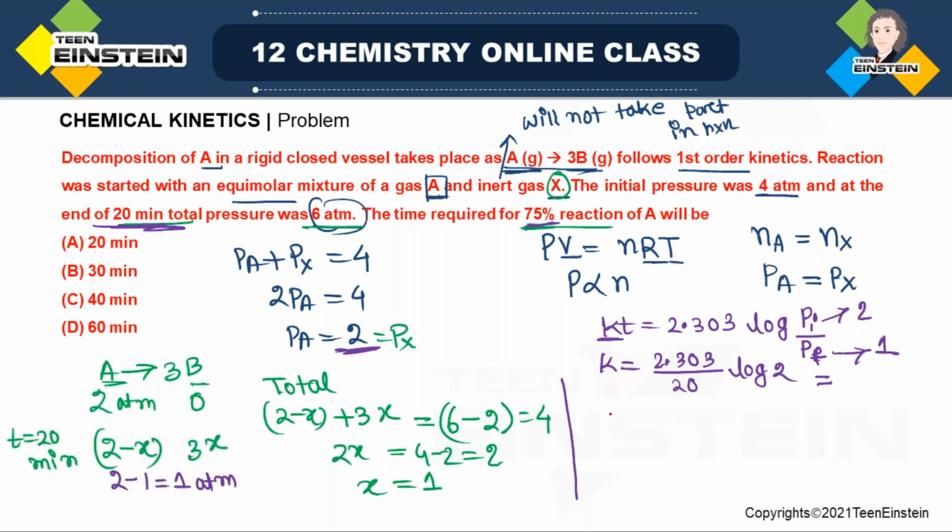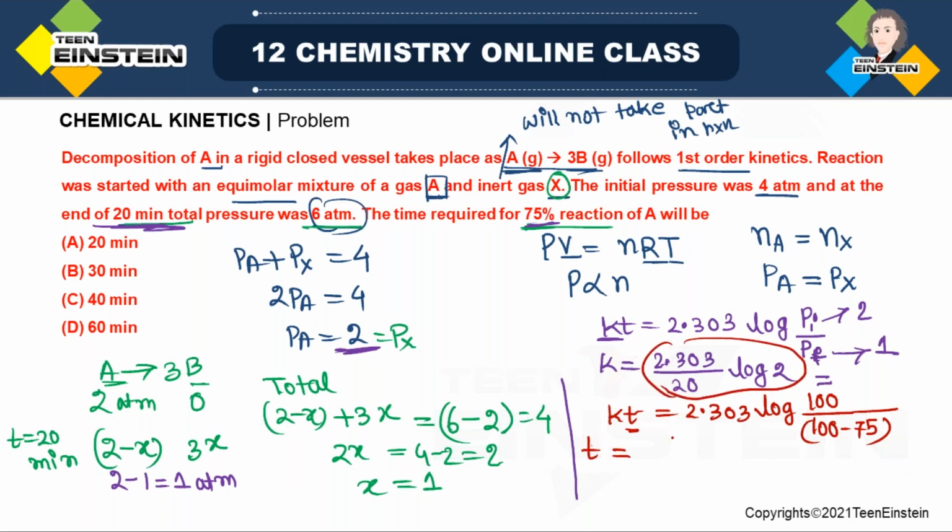Now again I am writing the same equation. But now I will write 100 divided by 100 minus 75. Now we have to find out T, not K. K we already know. Now put the value of K. So this is K. Now K, it is in denominator, so it will be reverse. 20 divided by 2.303 log 2. This is the value of K.